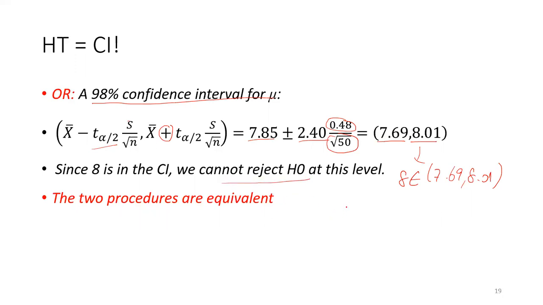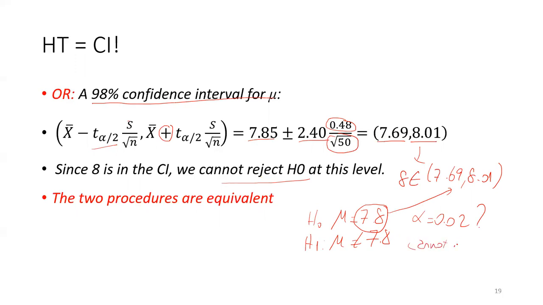For example, if I ask you to test whether mu is equal to 7.8 versus mu is not equal to 7.8, at the same alpha level of 0.02, what should be your answer? Since 7.8 is in the confidence interval, I cannot reject it. You cannot reject this.